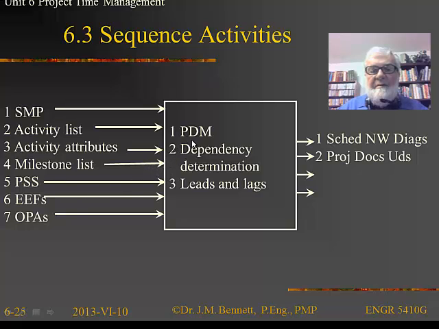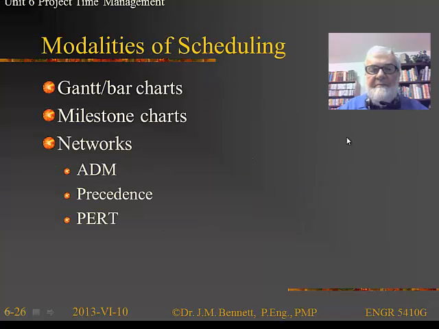And we're going to talk about how we construct a precedence diagram and how we handle dependency and how we handle leads and lags. And finally, we're going to get basically a schedule network diagram out here, or a visual description of how we're going to run the project.